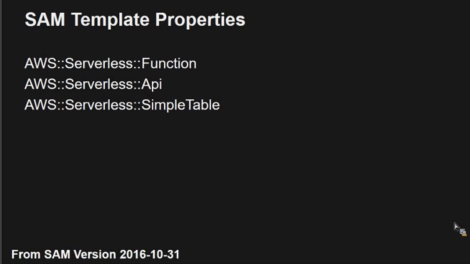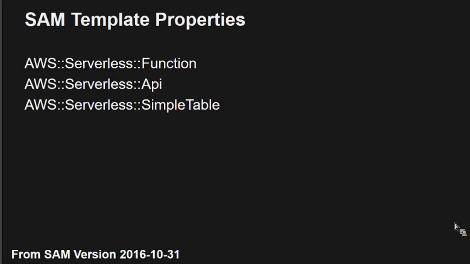So let's talk a little bit about SAM templates themselves and the properties of the resources that exist inside of SAM as an extension on top of CloudFormation. And again, there's 3 of these today: function, API, and simple table. And so we'll go through the capabilities of all of these.